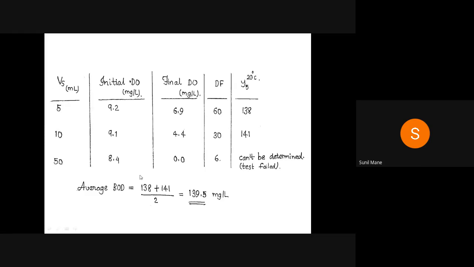Then again we have to go for the initial observations of all three samples. Then for the final observations, whatever the dilution factor is, we have to estimate what the dilution factor would be. In some cases, if the strength of the wastewater is more, then even with the dilution factor we have selected, the test can fail. In all three cases the test can fail.